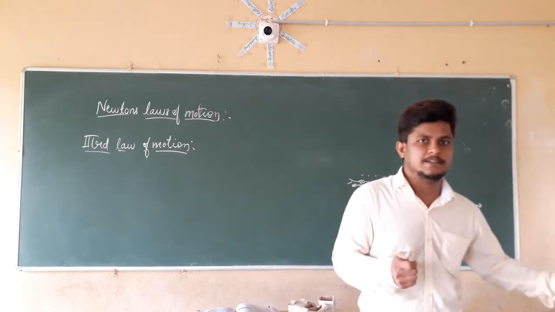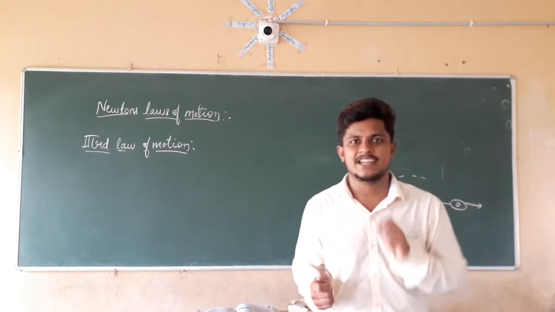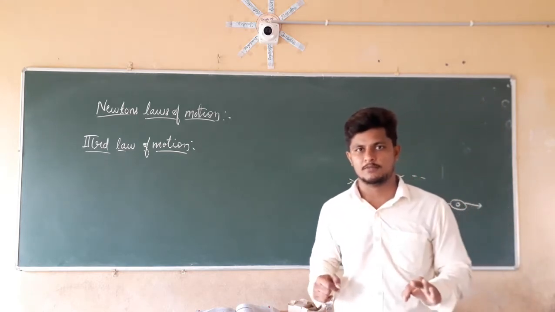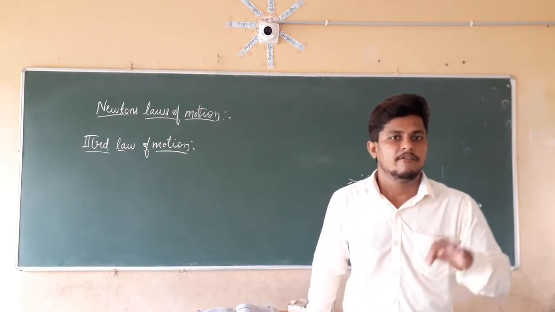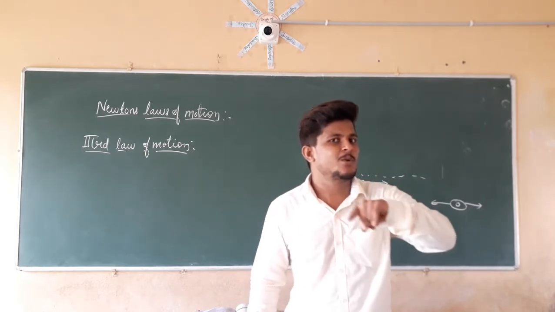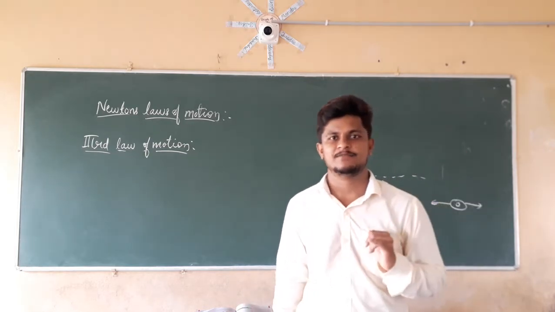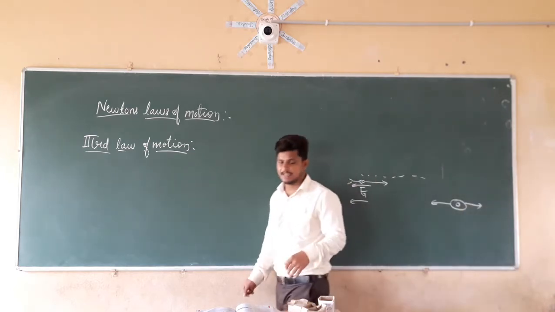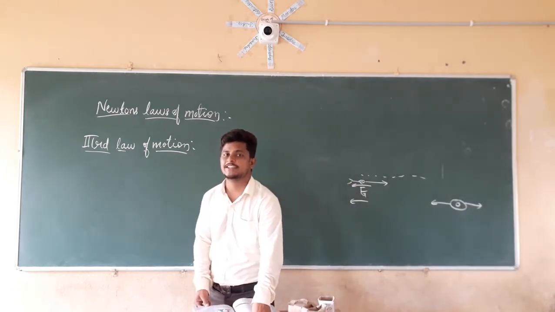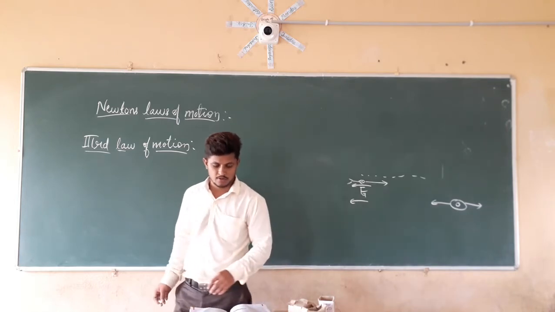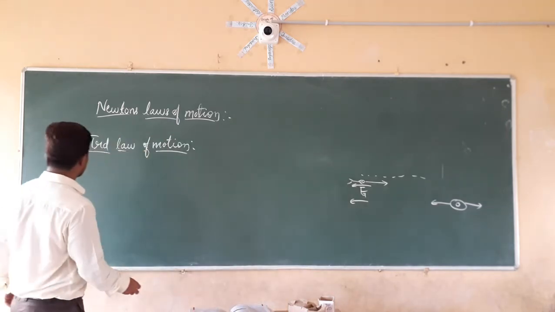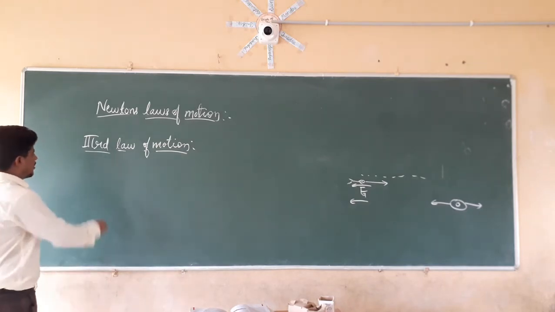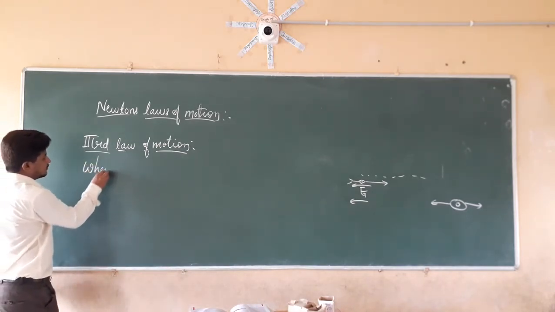For that, we have a generalized statement. That generalized statement is nothing but the third law of motion: for every action there is an equal and opposite reaction. So this is the third law of motion, and we can say the third law of motion is a generalized statement. You can write that statement. You are also going to write this statement.